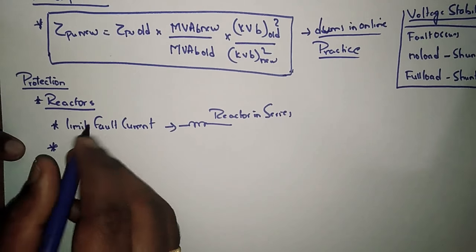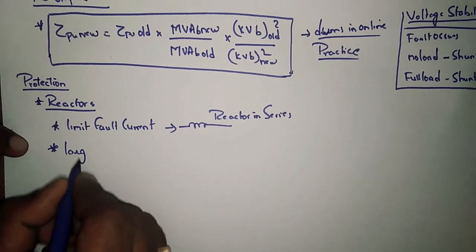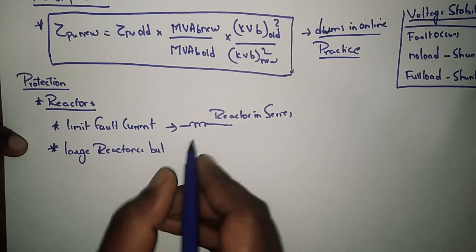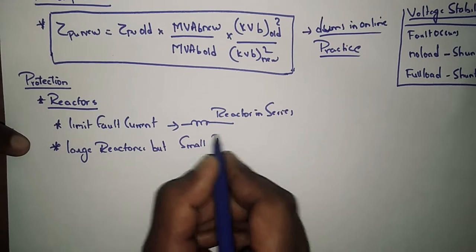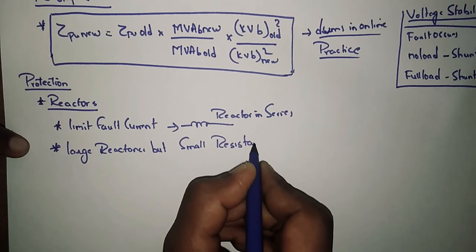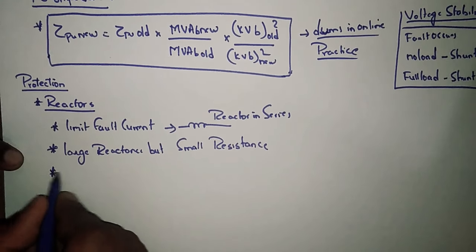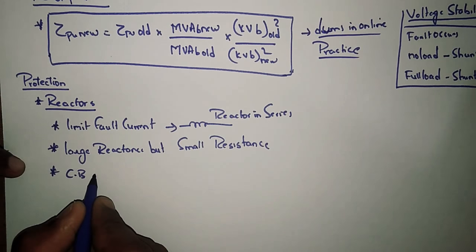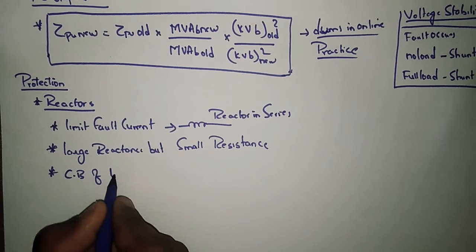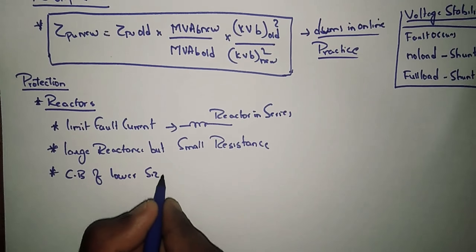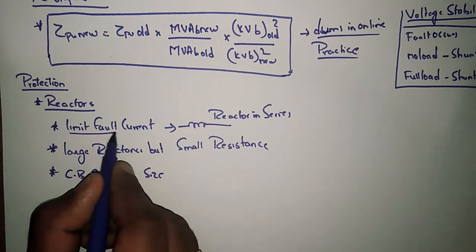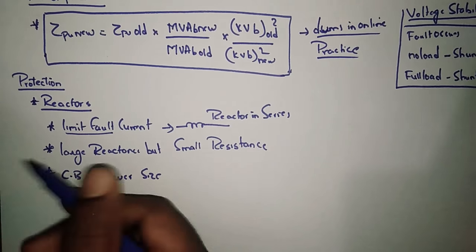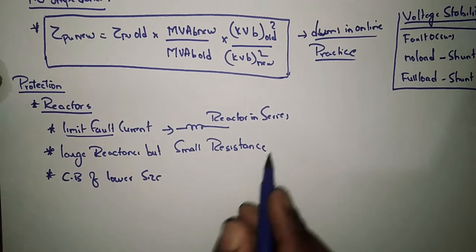These are usually of large reactance but small resistance. Whenever we employ a reactor, we require a circuit breaker of smaller size. This is because a reactor limits the fault current, so the size of the circuit breaker can be reduced. So we employ a reactor here.